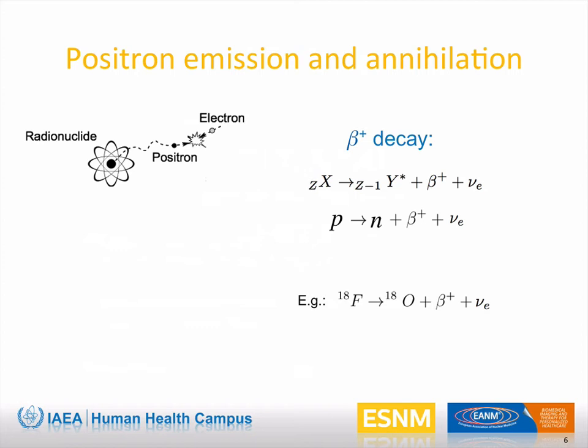A typical beta plus decay is, for example, the decay of fluorine-18 into oxygen-18. The beta plus decay is a three-particle decay. Because of its mass, the kinetic energy of the recoil nucleus can be neglected. Hence, the released energy is shared between the positron and the neutrino.